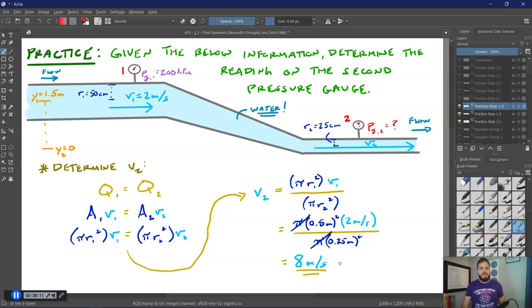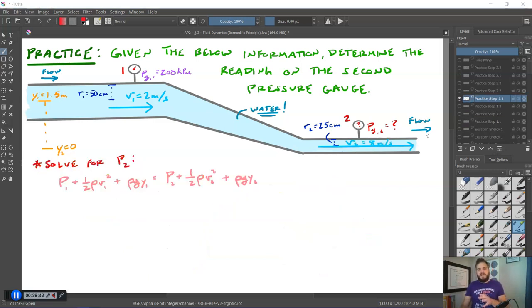Another way to think about it is that the radius at point 2 is half the radius at point 1. Now, the radius is going to be squared in the area equation, that means the area at point 2 is going to be 1/4 as much as it is at point 1, and if it's 1/4, those have to balance out the velocities. The velocity at point 2 is going to be 4 times as much as it was at point 1. So we have 8 meters per second compared to the original 2 meters per second.